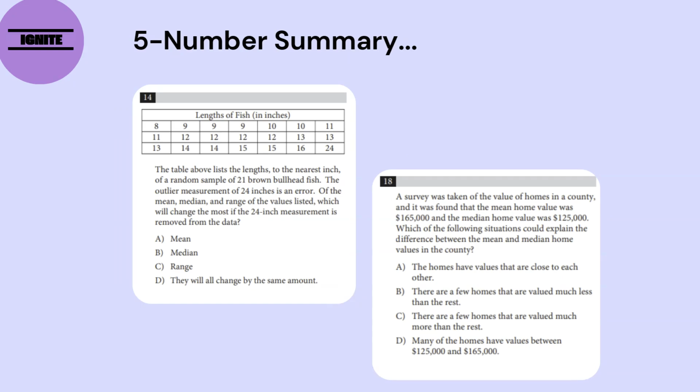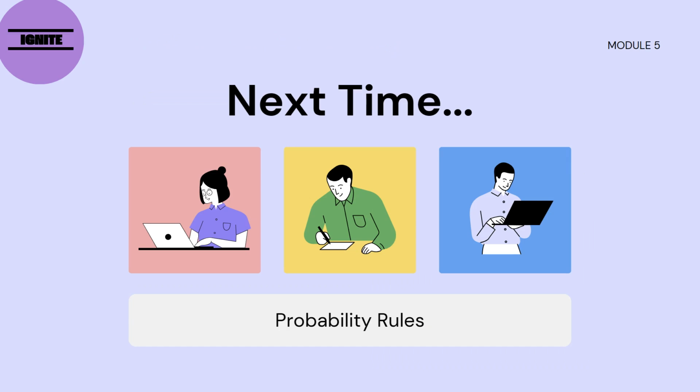And finally, we're going to have the 5 number summary questions. Now, these kind of questions are going to ask for the 5 number summary data, such as the range, the mean, the median, the upper and lower quartiles, and the maximums, the minimums, things like that. This is why these are called the 5 number summary questions. As we see in 14, it's asking which measurement will change the most when a value is removed. And in 18, it's asking about the distribution based on 2 measures.